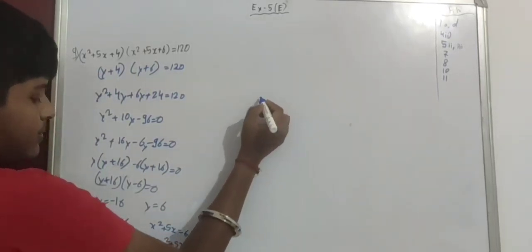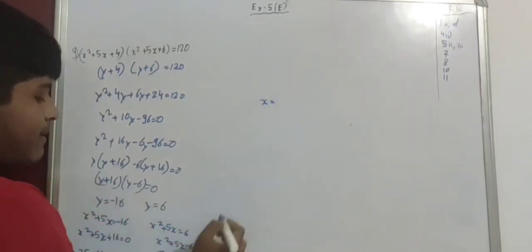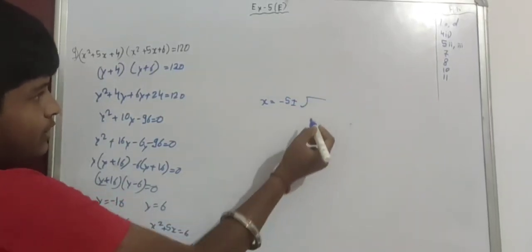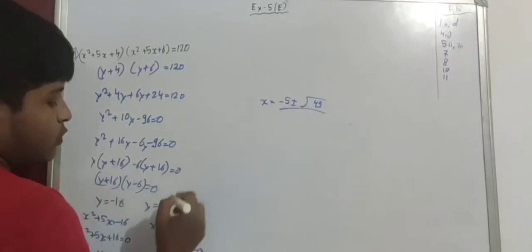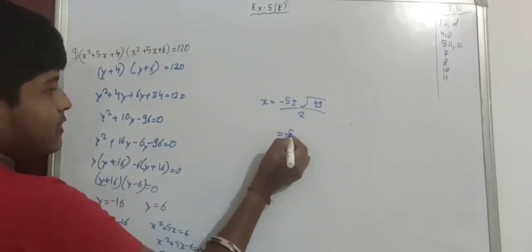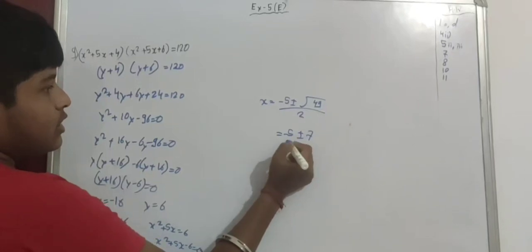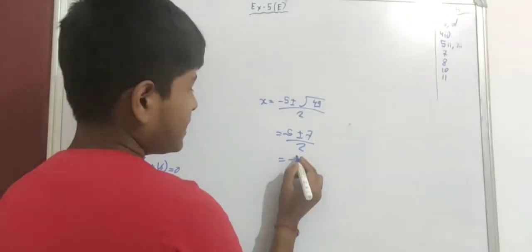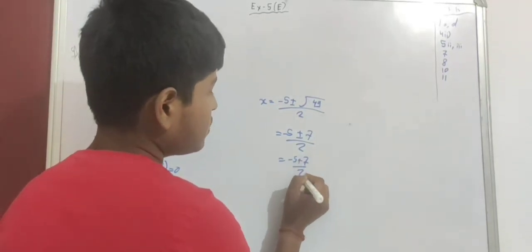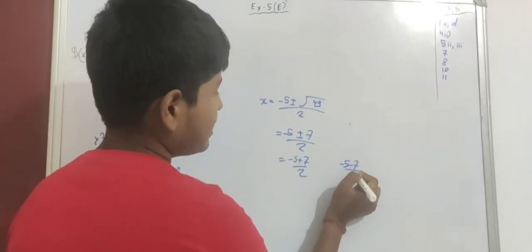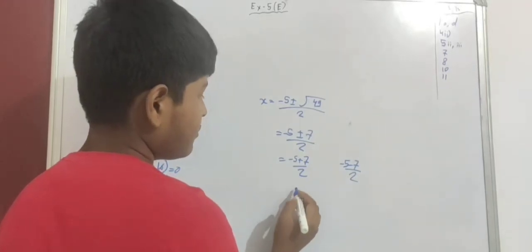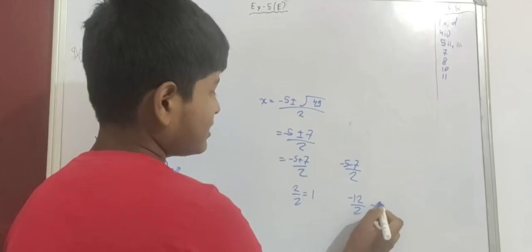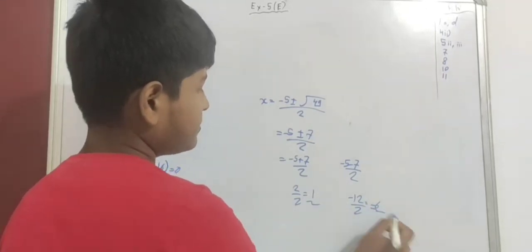So x is equals to minus b, that is minus 5, plus minus under root discriminant, that is 49, by 2 into a, that is 2. So minus 5 plus minus 7 divided by 2. So minus 5 plus 7 by 2 and minus 5 minus 7 by 2. So here you have 2 by 2, that is 1, and here you have minus 12 by 2, that is minus 6 as your answer.